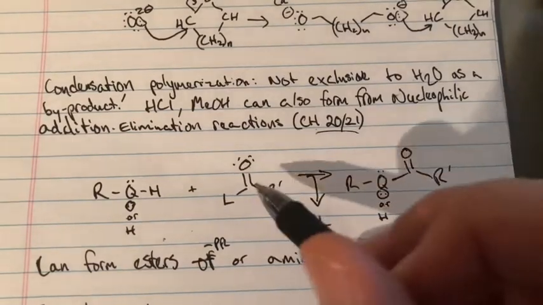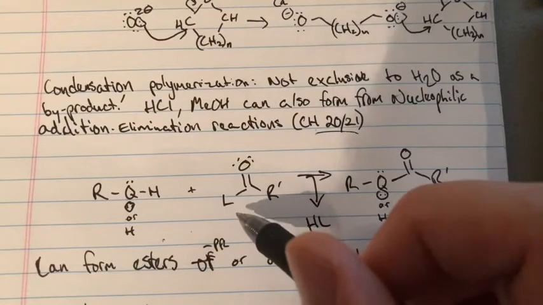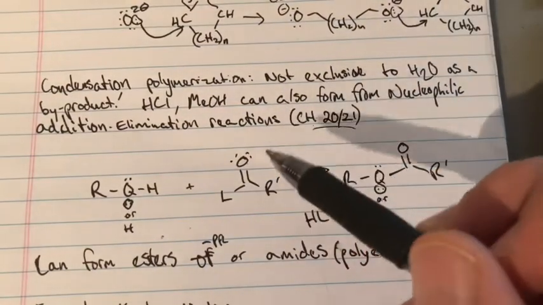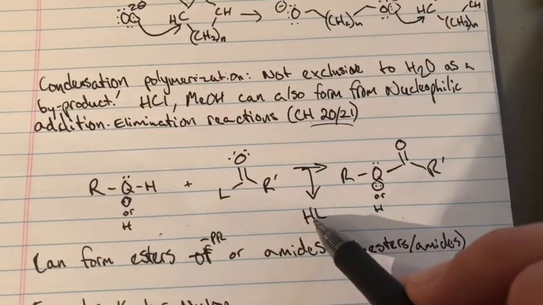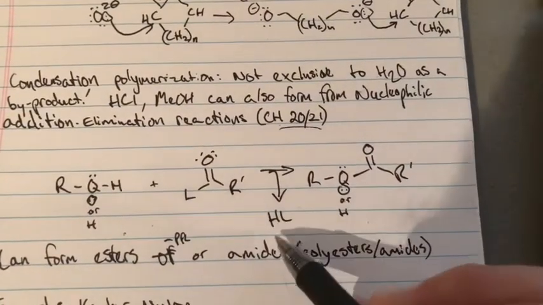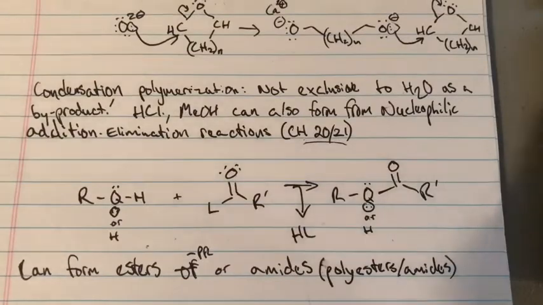Whether that be an ester or even a carboxylic acid or an acid chloride, you're going to have some kind of leaving group going off with a protic hydrogen as a byproduct. So again, HCl, methanol, water, those are all quote-unquote condensation products.